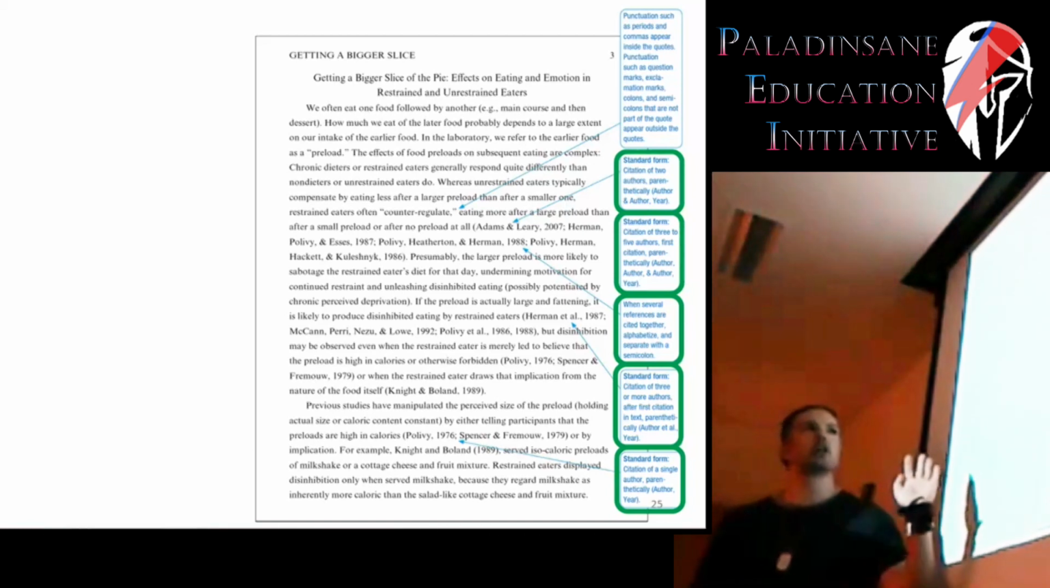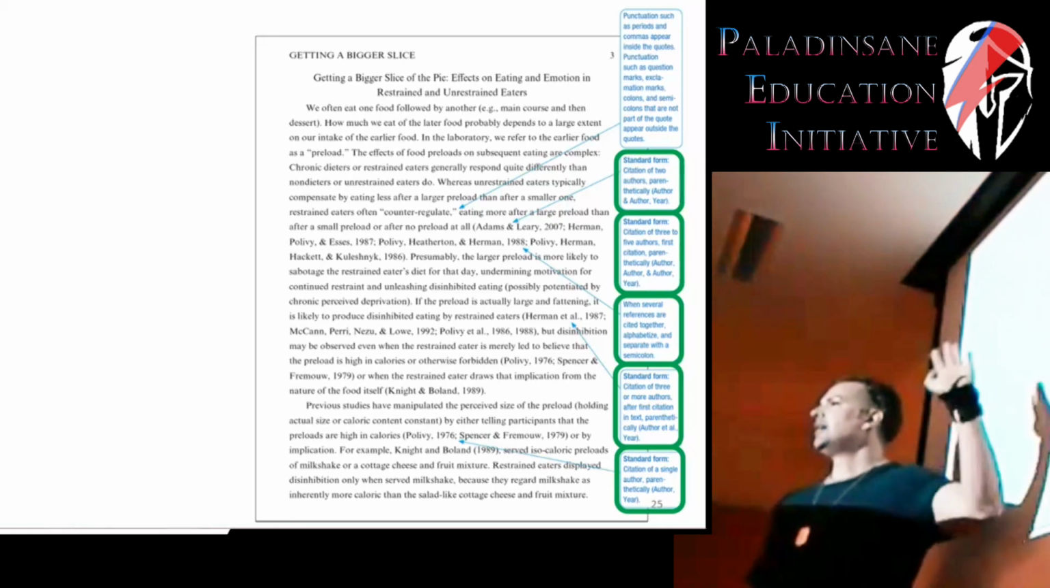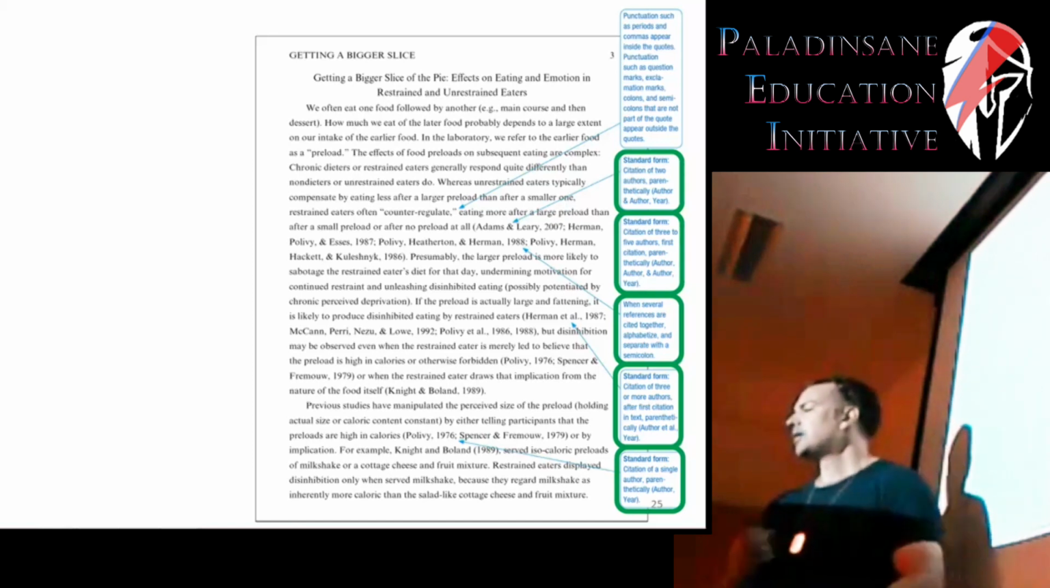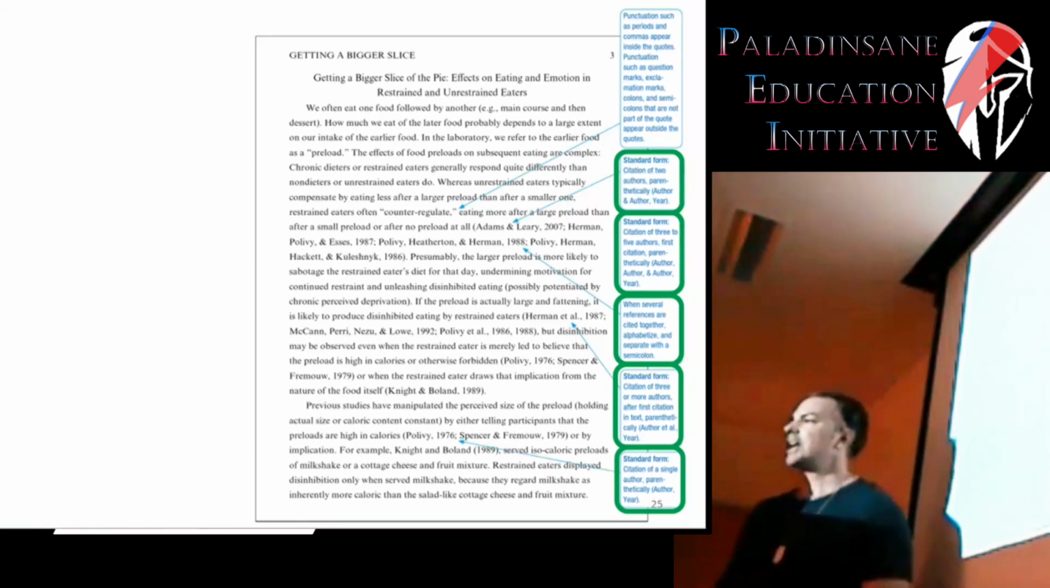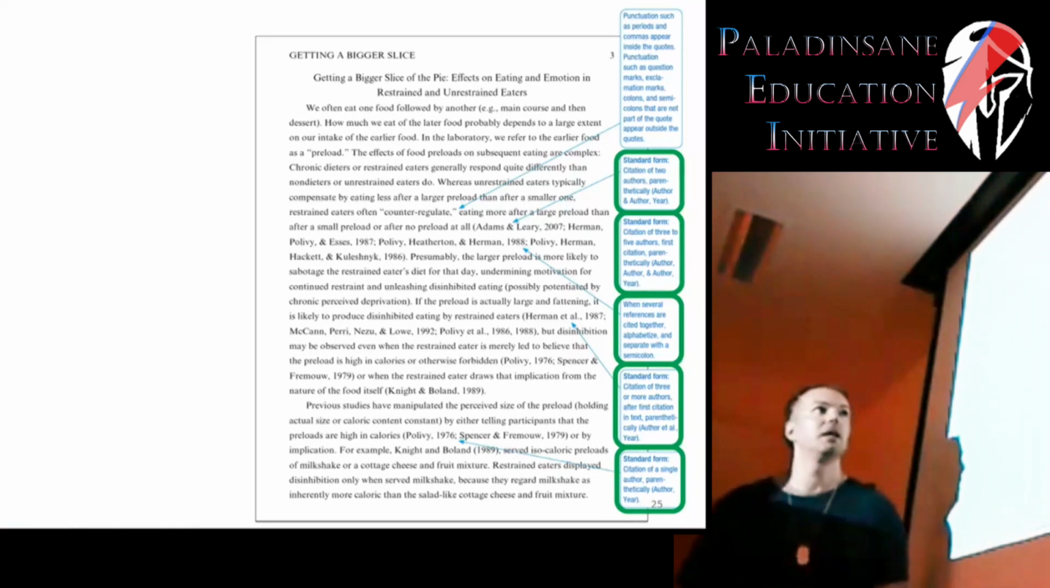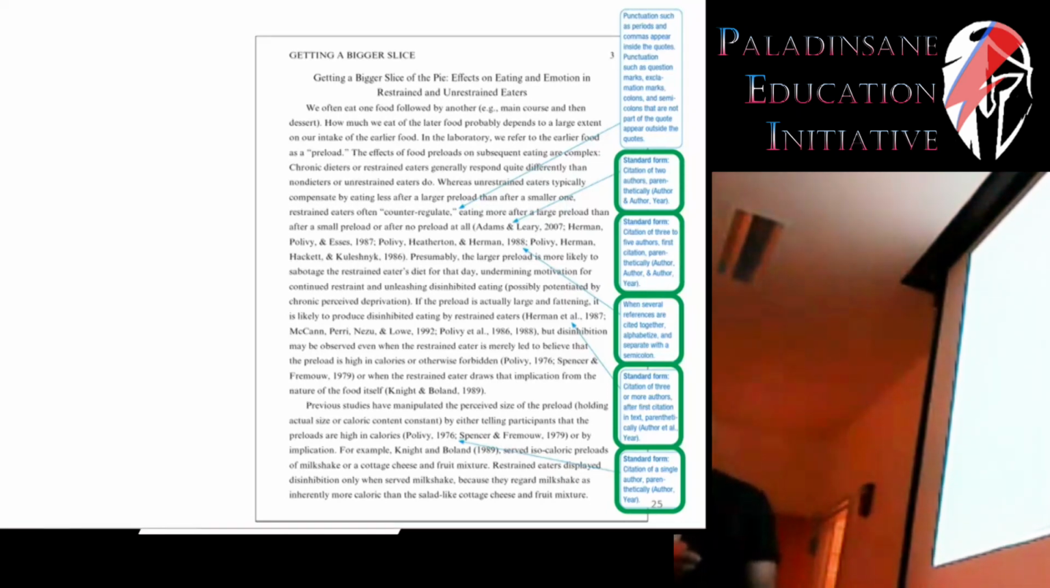Because the introduction is all about what other people did, what other theories, ideas, and work people came up with. And the purpose of a citation is to give credit to the people that came up with that idea. So for example here, talking about self-regulating eating: whereas unrestrained eaters typically compensate by eating less after a larger preload than after a smaller one, restrained eaters often counter-regulate, eating more after a large preload than after a small preload or after no preload at all.